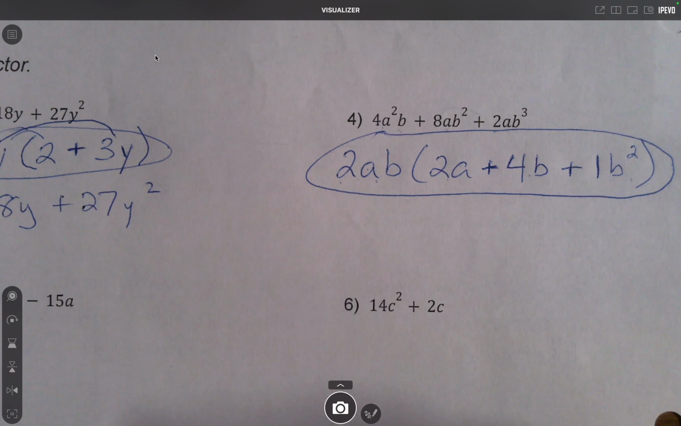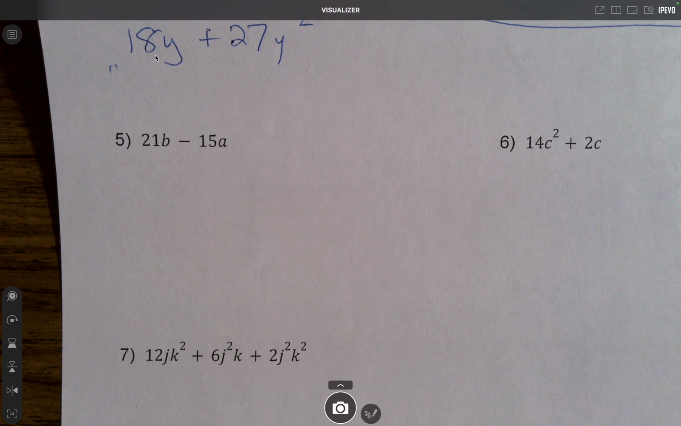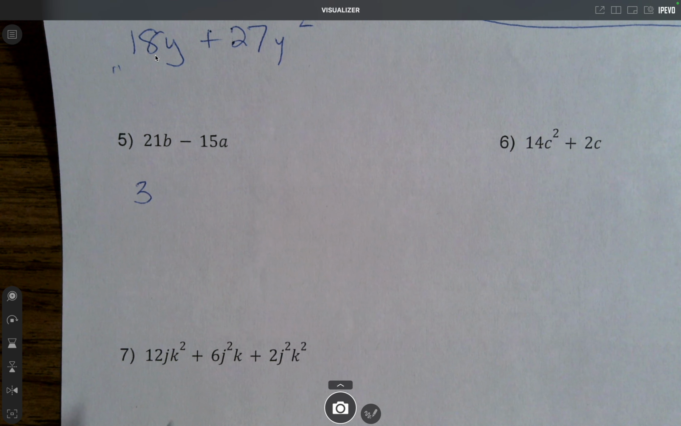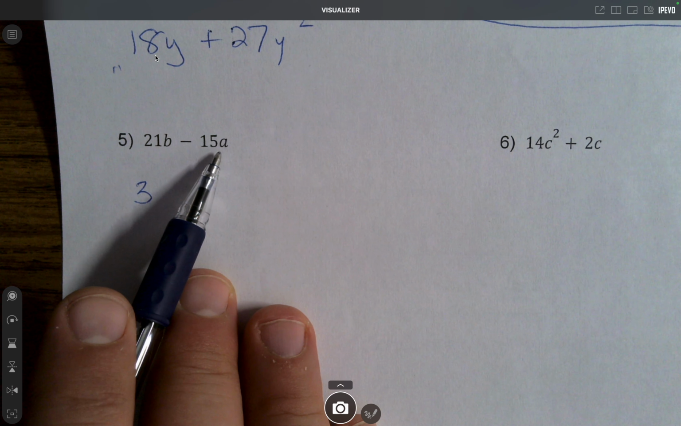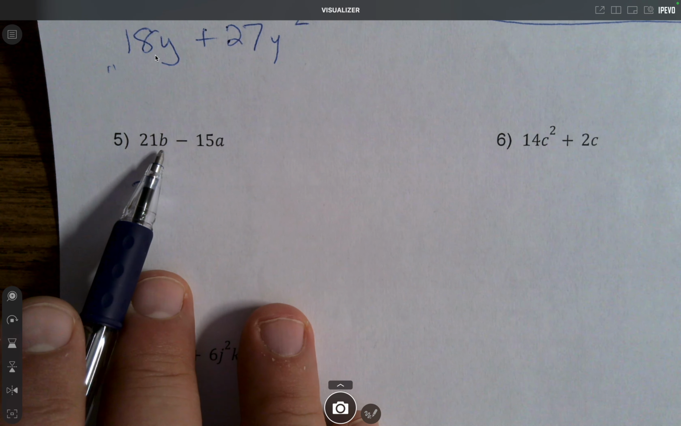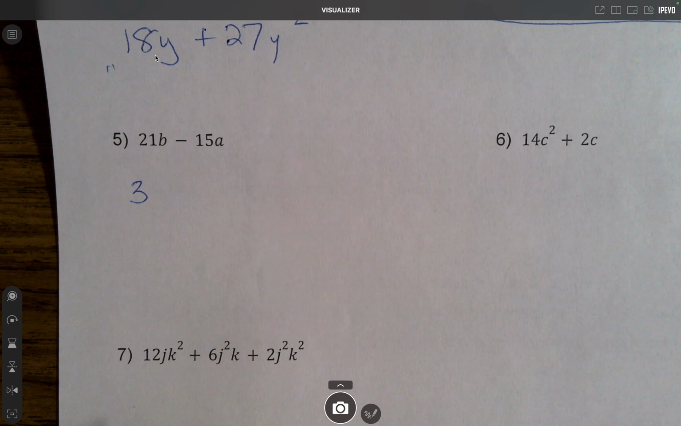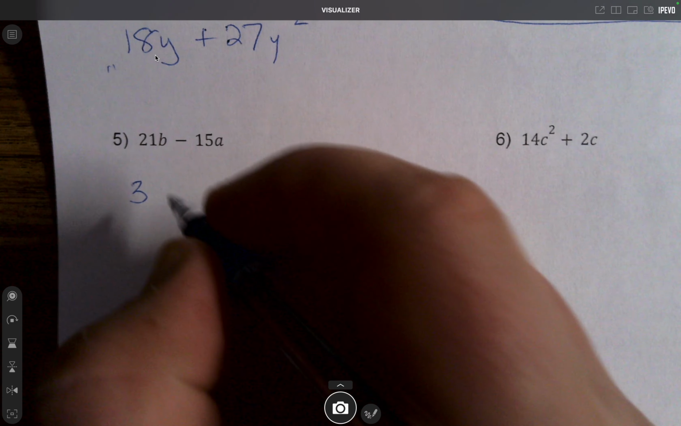Number 5, we look at the numbers first. So we've got to think, what's the biggest number that can go evenly into both 21 and 15? That would be 3. Okay, this one has an A, this one doesn't. So we cannot take an A out. It's not something they both share. This one has a B, but this one doesn't. Same issue. B is not part of the common factor because they don't both have one. So 3 is the only thing they both share.